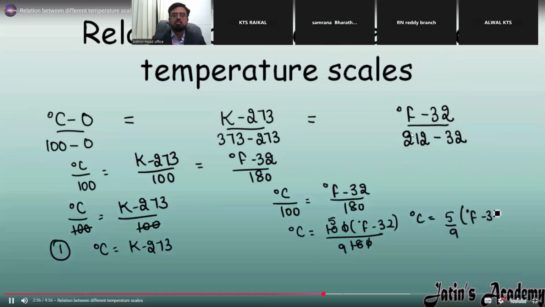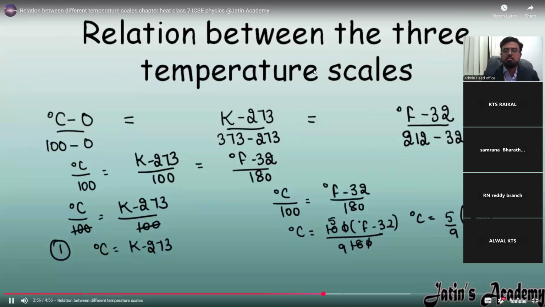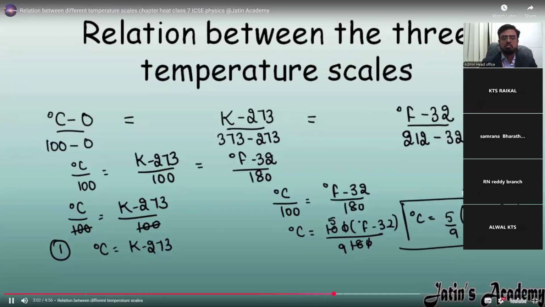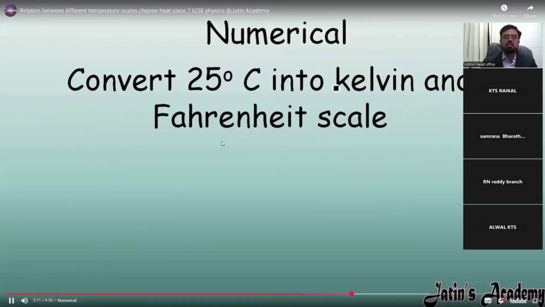So this is the relation you got between degree Celsius and degree Fahrenheit. Clear? This relation also we will use in order to solve the numericals, so you have to remember both relations. Right. Very first numerical, for example: convert 25 degrees Celsius into Kelvin. Degree Celsius is given to us, that is 25 degrees Celsius. How to convert into Kelvin and Fahrenheit?